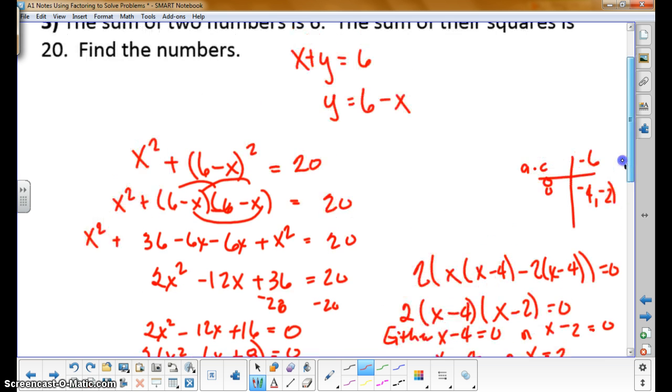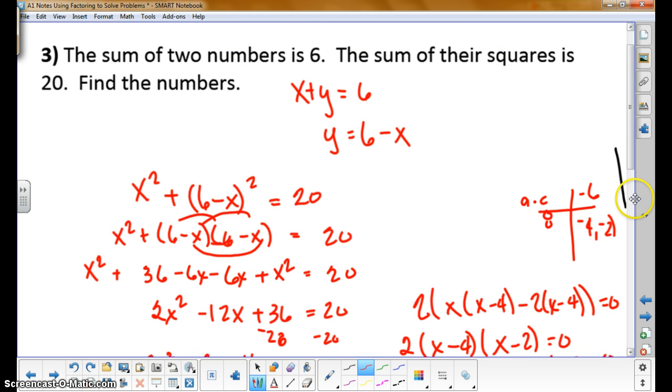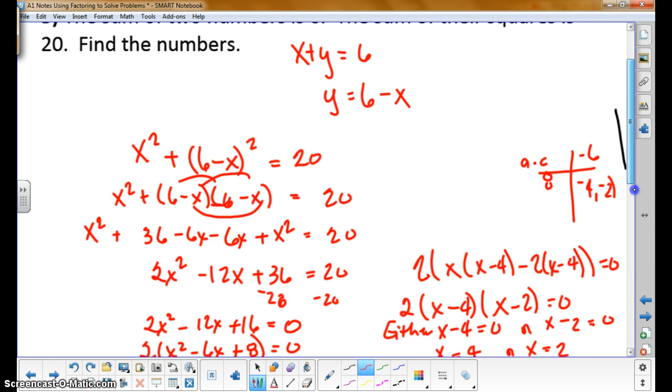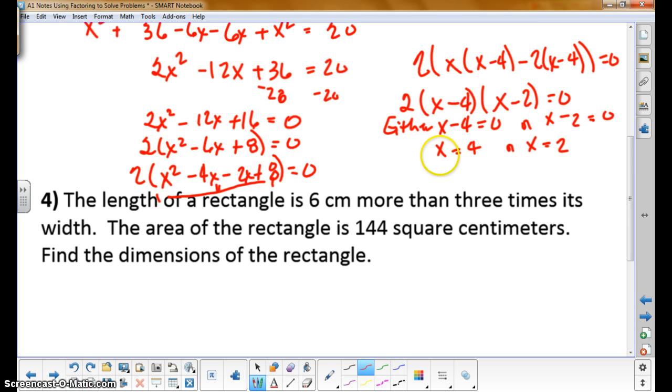So let's go back and see what our problem asked for. The sum of two numbers is 6. The sum of their squares is 20. Find the numbers. Okay, so this x plus this x is 6. 16 plus 4 is 20. So we have found our two numbers.